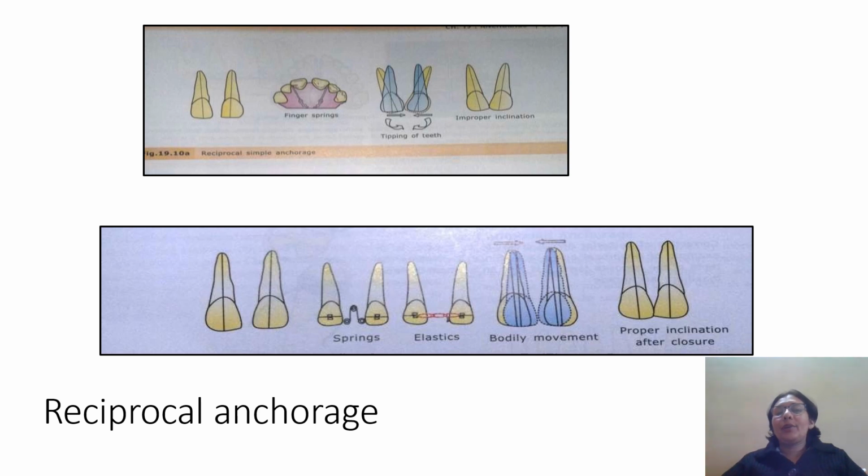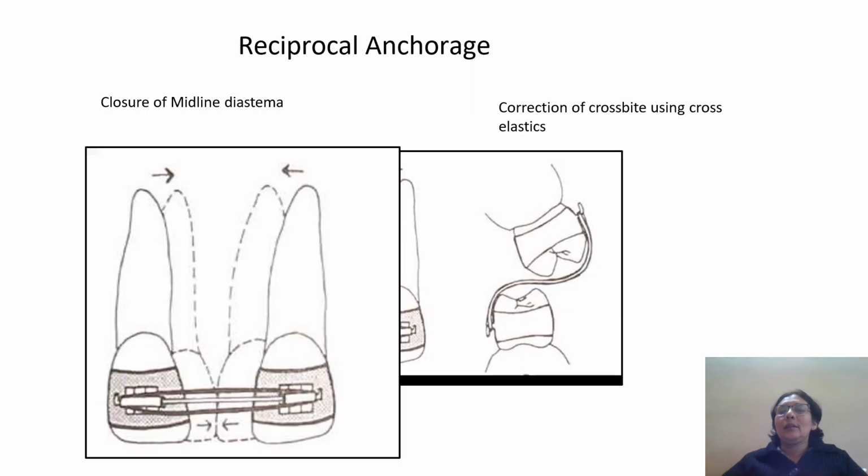Now this is an example of reciprocal anchorage. You can see midline diastema. If a finger spring is being used, it will tend to tip the incisors, and root uprighting will not be seen. But if we are using any type of fixed orthodontic mechanics, the bodily movement of incisors will happen to close the midline diastema.